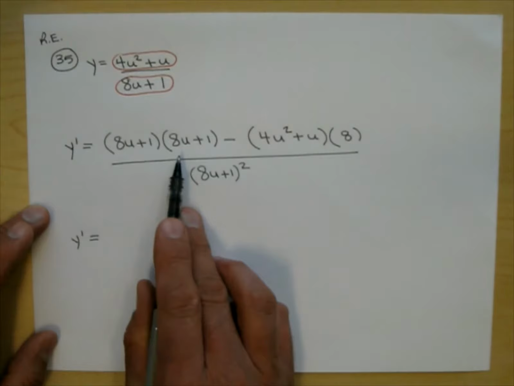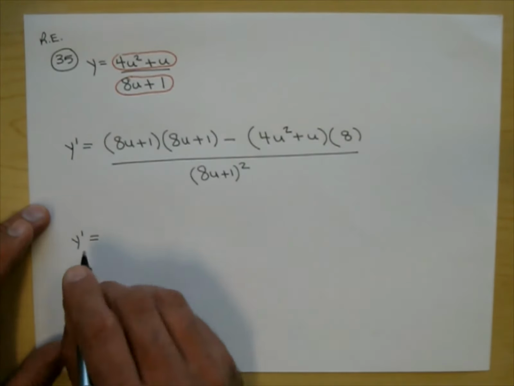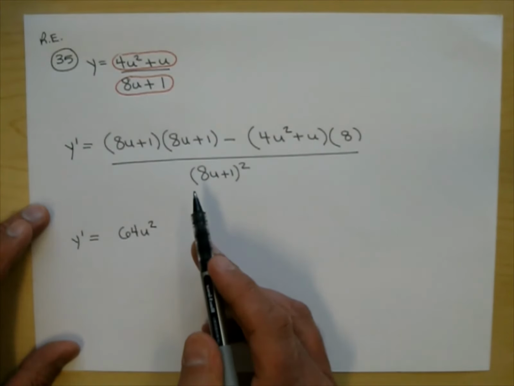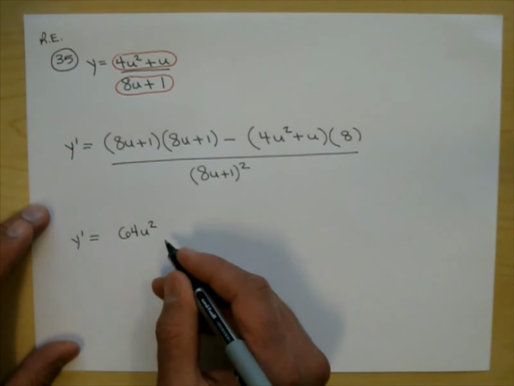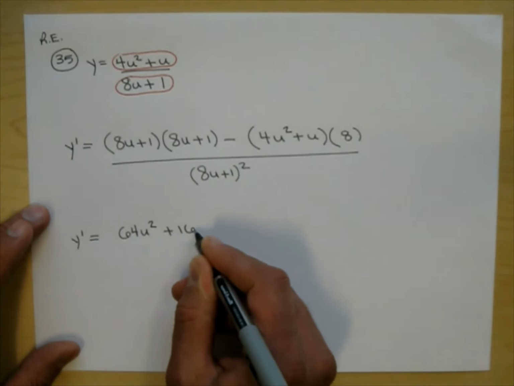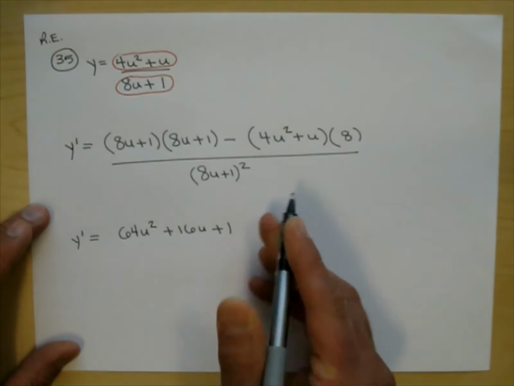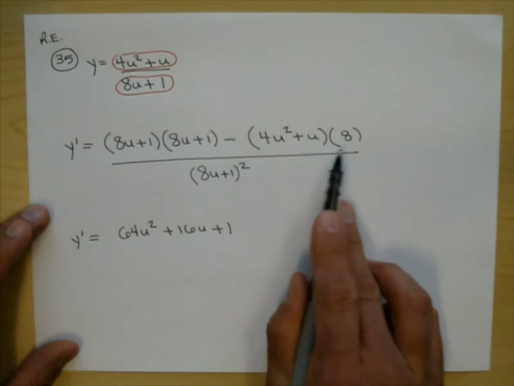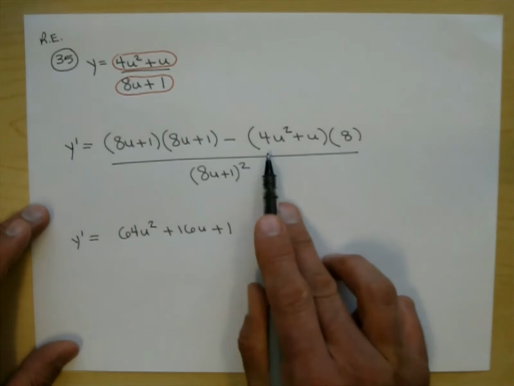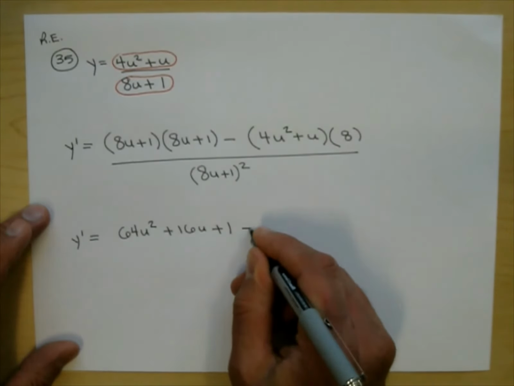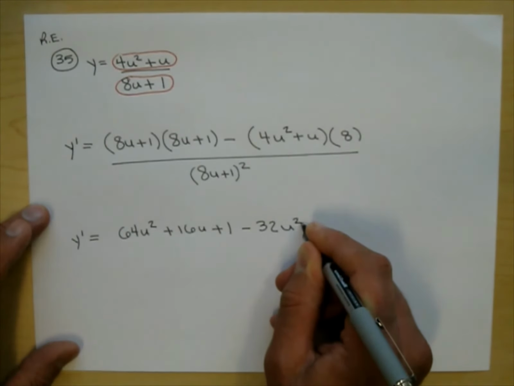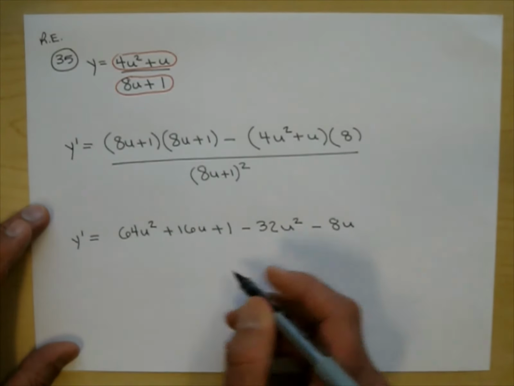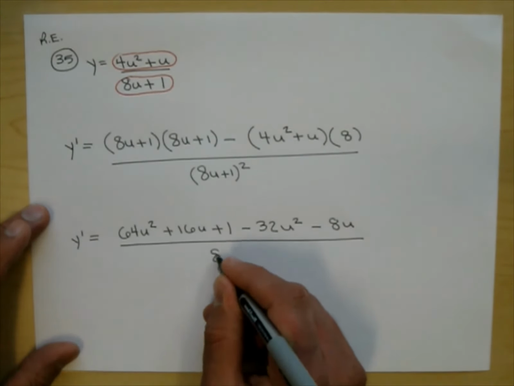So 8u plus 1 times 8u plus 1 is 64 u squared. I'm doing a FOIL. I'm putting the outside and the inside together, so this is going to be 8u and 8u, so that's 16u, plus 1. And then I'm going to multiply this guy right here by negative 8. Okay, so I know that's pretty tricky, isn't it? So negative 8 times 4u squared is negative 32 u squared. And negative 8 times a u is negative 8u. This is all over the bottom.